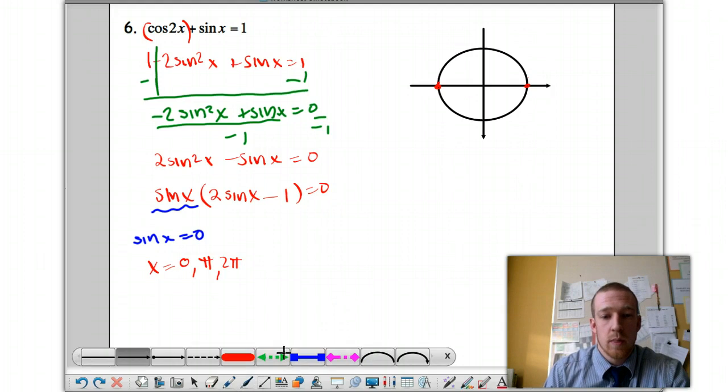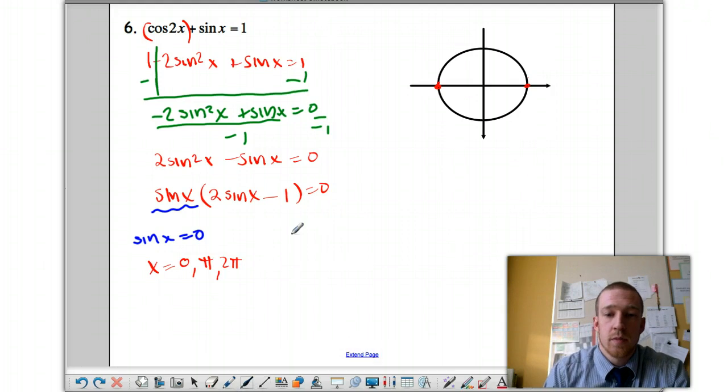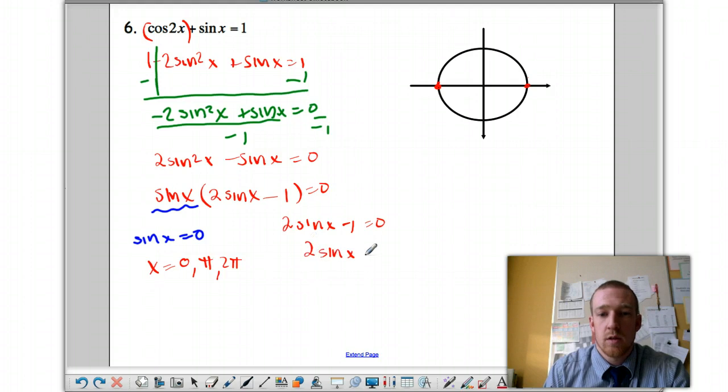Alright, now how about our next problem here? 2 sine x minus 1 equals 0. Now we've done this one already. We just add 1 to both sides. Pardon me, it's getting late in the day. So that's a 1. Divide both sides by 2, and I got sine x equals 1/2.